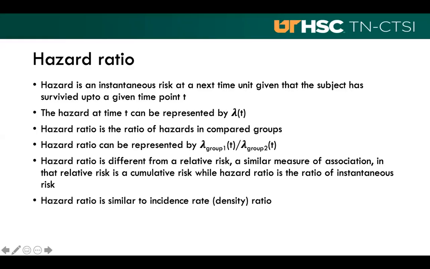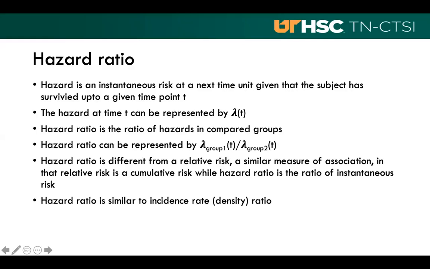The hazard ratio is different from relative risk, which is a similar measure of association, in that the relative risk is a cumulative risk, which means the risk of some events happening over an extended duration, while the hazard ratio is an instantaneous risk.